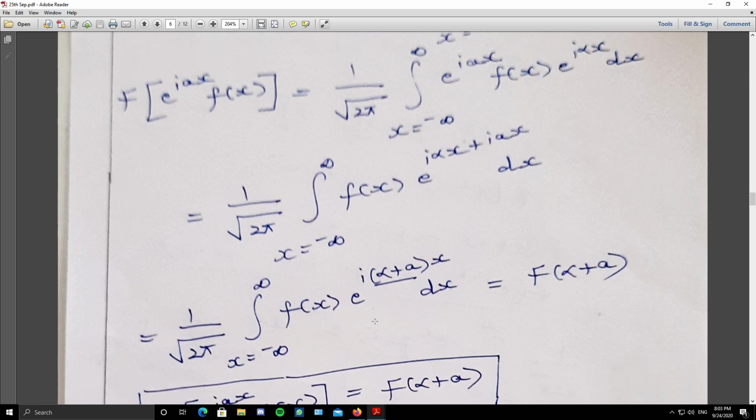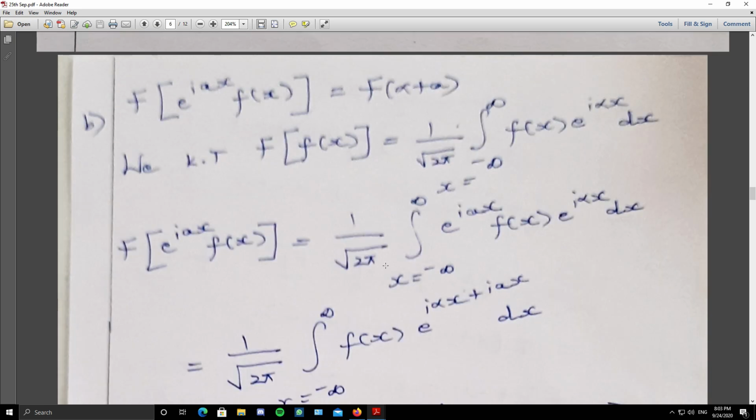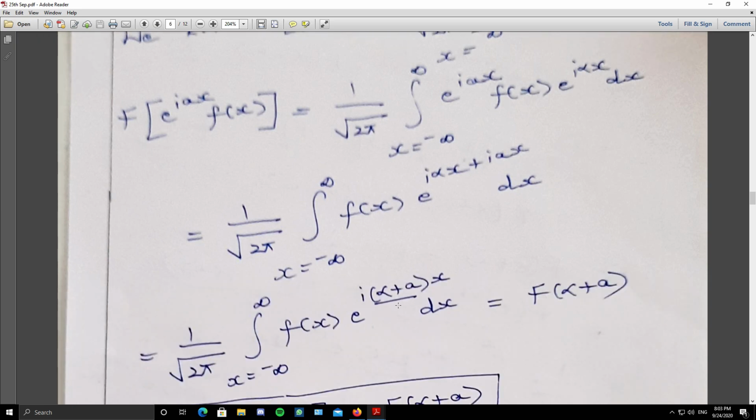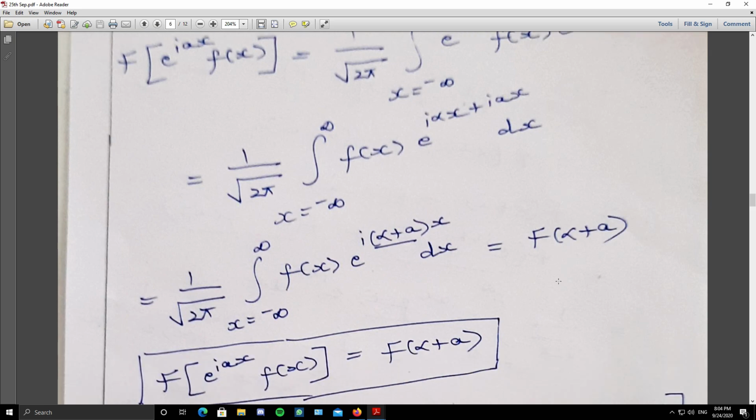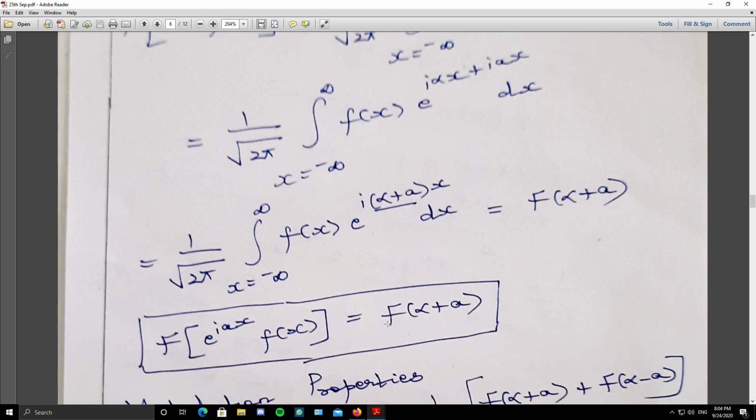So now this is the same as the definition of Fourier transform. If alpha is a constant, it is written as f of alpha. Here in place of alpha you have alpha plus a. So f of alpha plus a. So this completes the second shifting property.